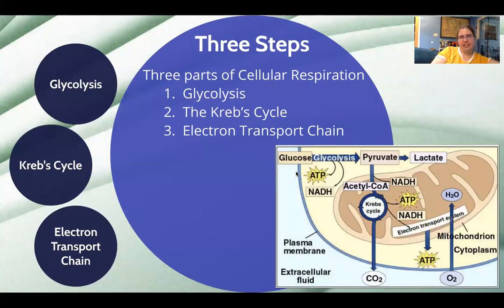So there are 3 steps in cell respiration. Part 1 is glycolysis. And this is actually the only part of cell respiration that does not occur in the mitochondria. Glycolysis actually occurs in the cytoplasm. Then we have the Krebs cycle. And then we have the electron transport chain. Both of those do occur in the actual mitochondria. Let's take a look at each step.